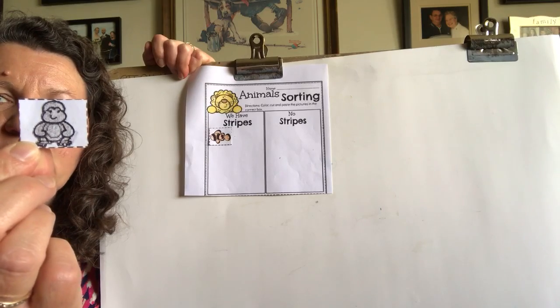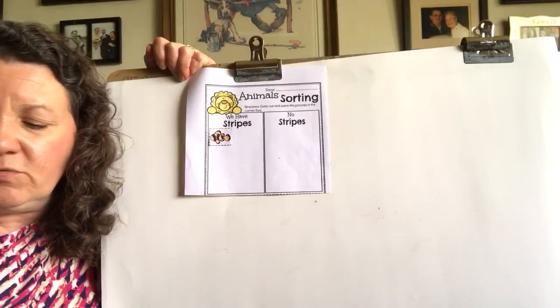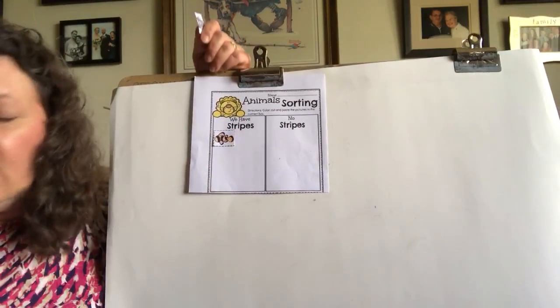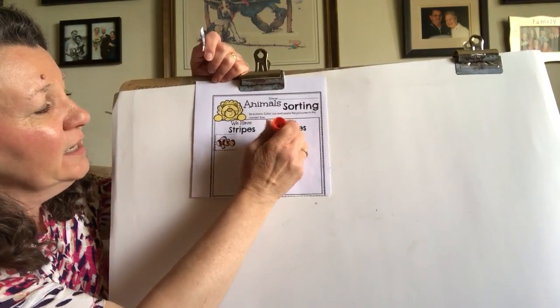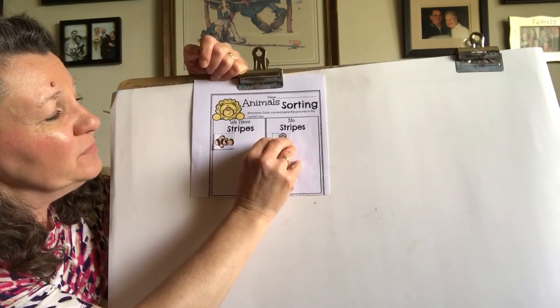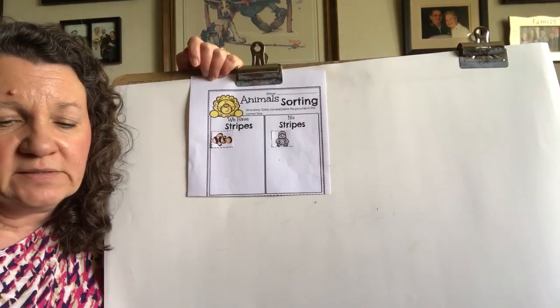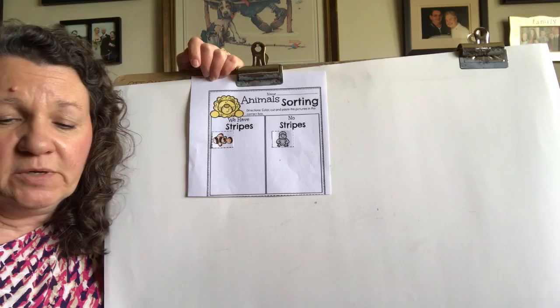All right, let's look at our gorilla. Take a good look at that gorilla. Stripes or no stripes? No stripes. Okay, so we're going to put our gorilla over here on this side because the gorilla does not have stripes. Okay, so we have stripes on this side, no stripes on that side. All right, you ready to do another one?